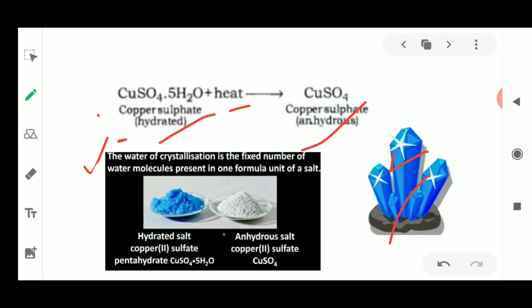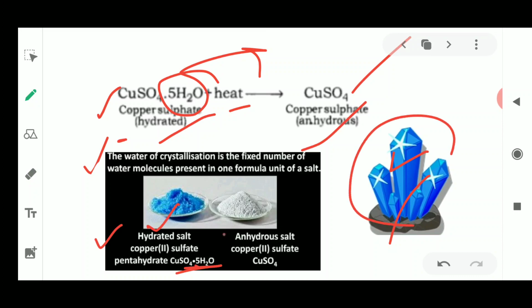So we are going to simply heat these copper sulfate crystals. It is going to lose water of crystallization. It is known as CuSO4, anhydrous copper sulfate. Now you can see the difference between the color of these two salts. The color and the shape are maintained because of this water of crystallization. So hydrated copper 2 sulfate pentahydrate, CuSO4.5H2O, is blue in color. These are the crystals of copper sulfate which you could see here.